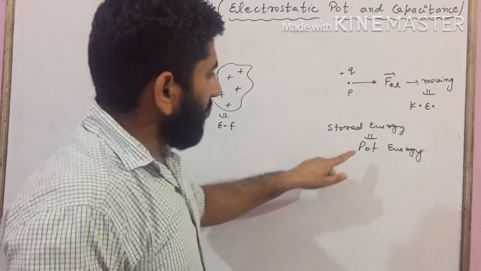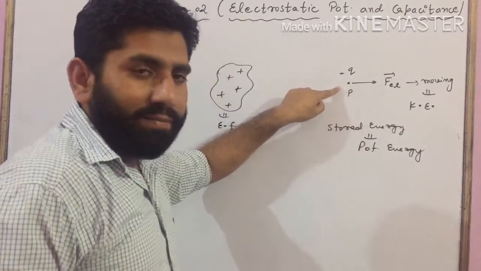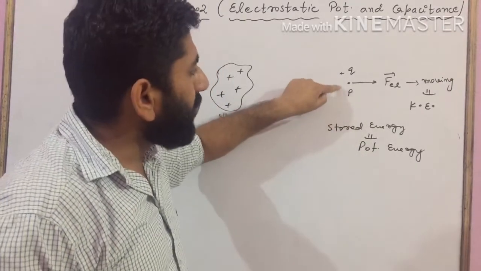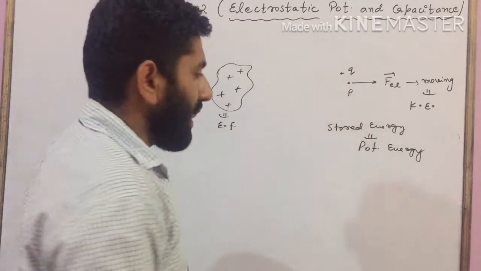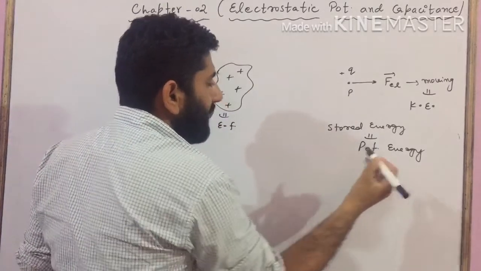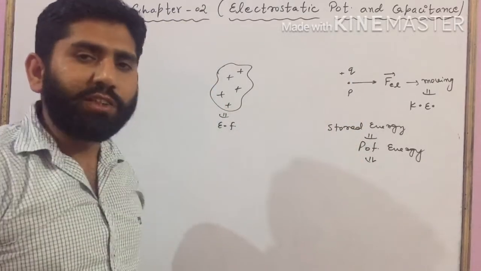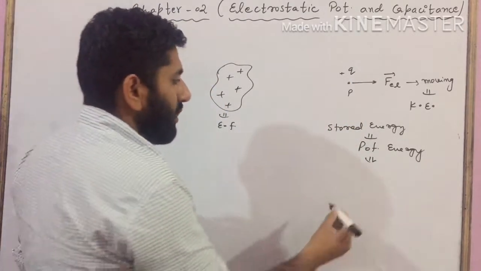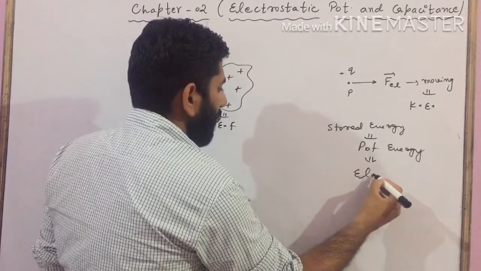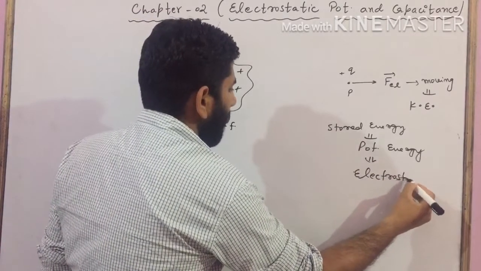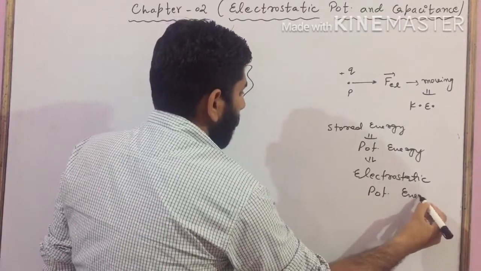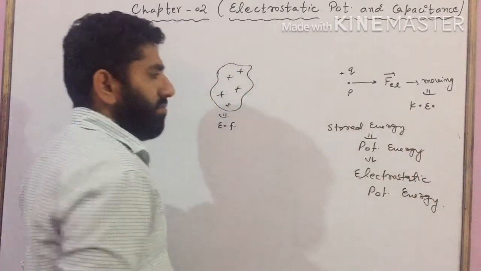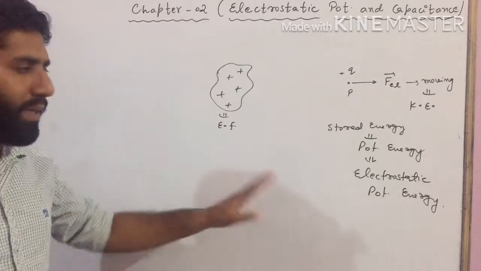Now, the energy in this charge was due to its presence in some electric field. So that means this potential energy in this charge is due to some electric field. So this energy of the charge is known as electrostatic potential energy. Is that clear? I repeat this part.